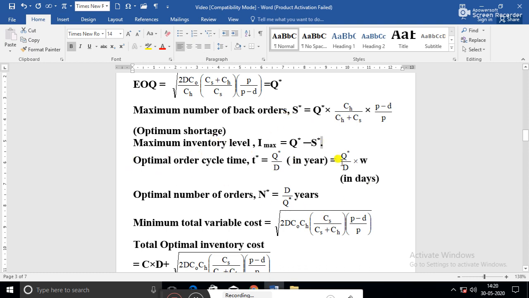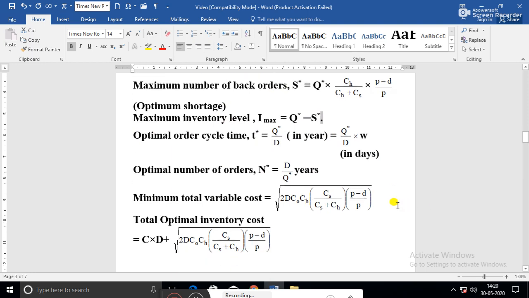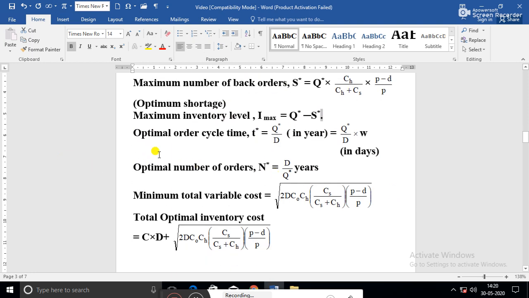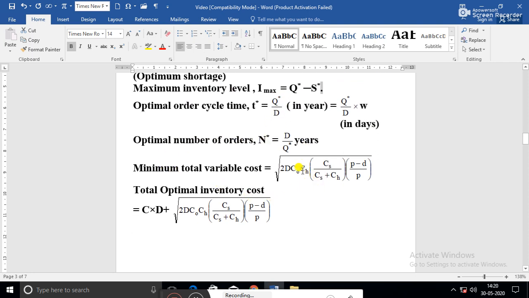Now the optimum order cycle is Q star by D, obviously you know that is the classical, normal concept, and the optimum number of orders will be just the opposite of this. Now what is the total variable cost? Total variable cost is as usual, but this factor will be multiplied. So total cost will be fixed cost plus variable cost.